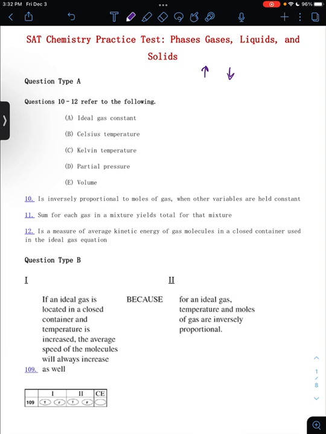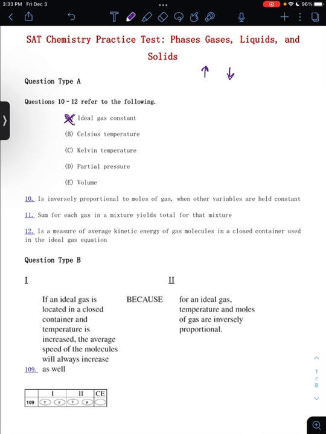When other variables are held constant. Okay, so that automatically crosses off the first option for number 10 because the ideal gas constant, it has it in its name. It's going to be constant. So it doesn't have anything to do with the moles of a gas increasing or decreasing.